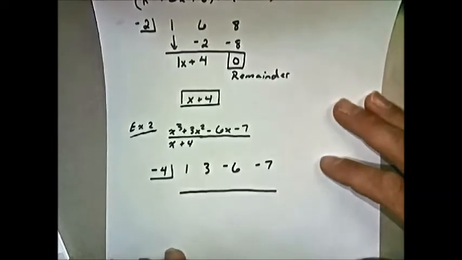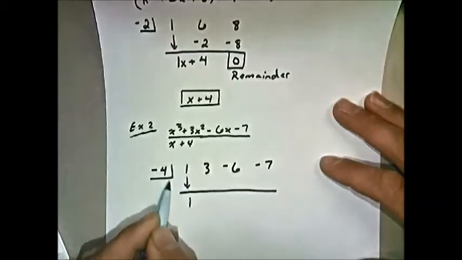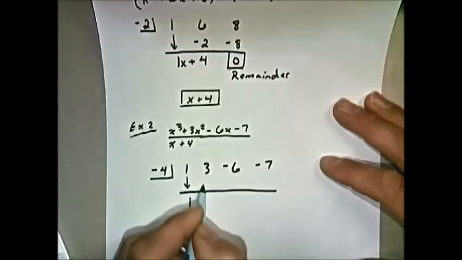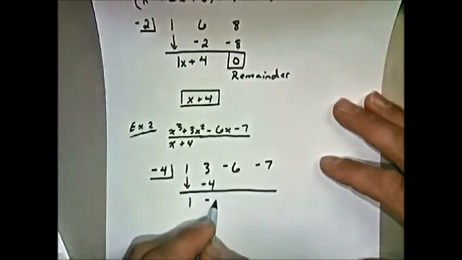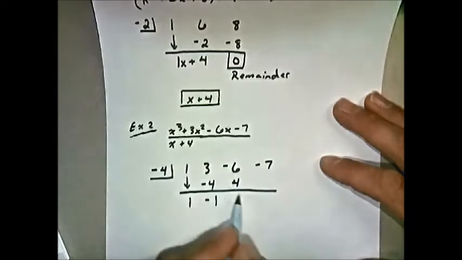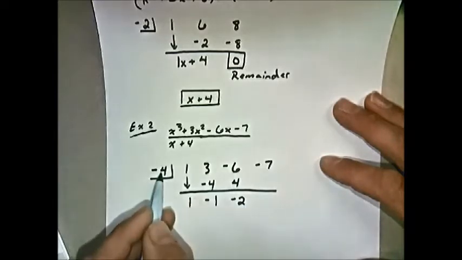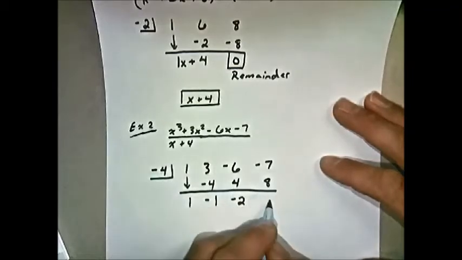So we have 1, 3, -6, -7. Drawing a line, we're bringing down our first number. We're going to multiply. -4 times 1 gives us -4. We're going to add down. So we have -1. -4 times -1 gives us 4. -6 plus 4, -2. -4 times -2 is 8. -7 plus 8 gives us 1.